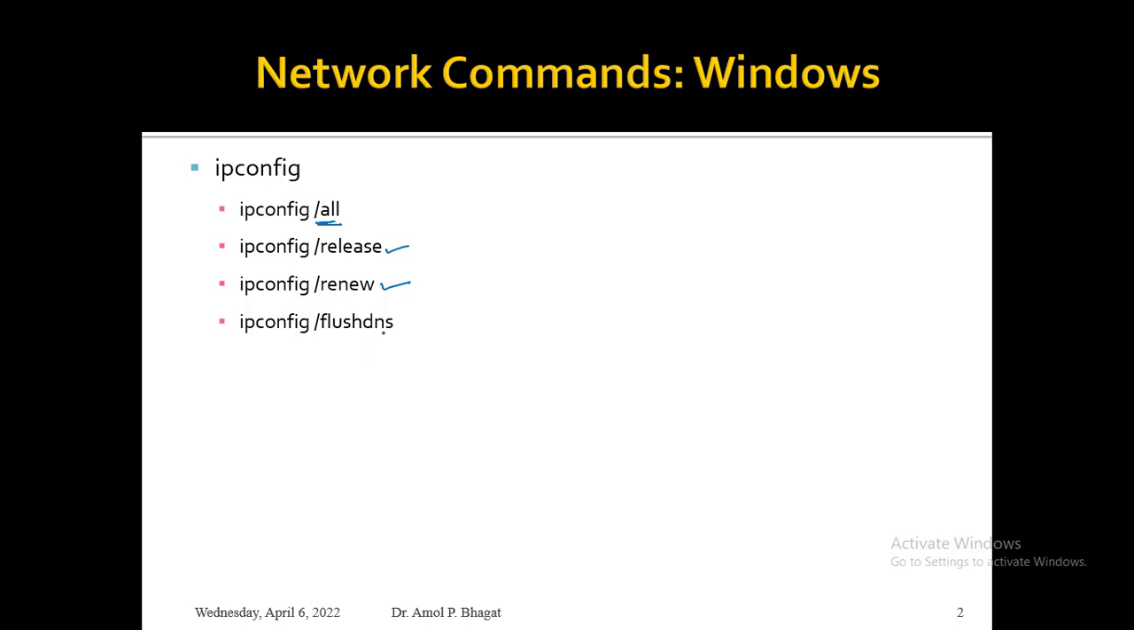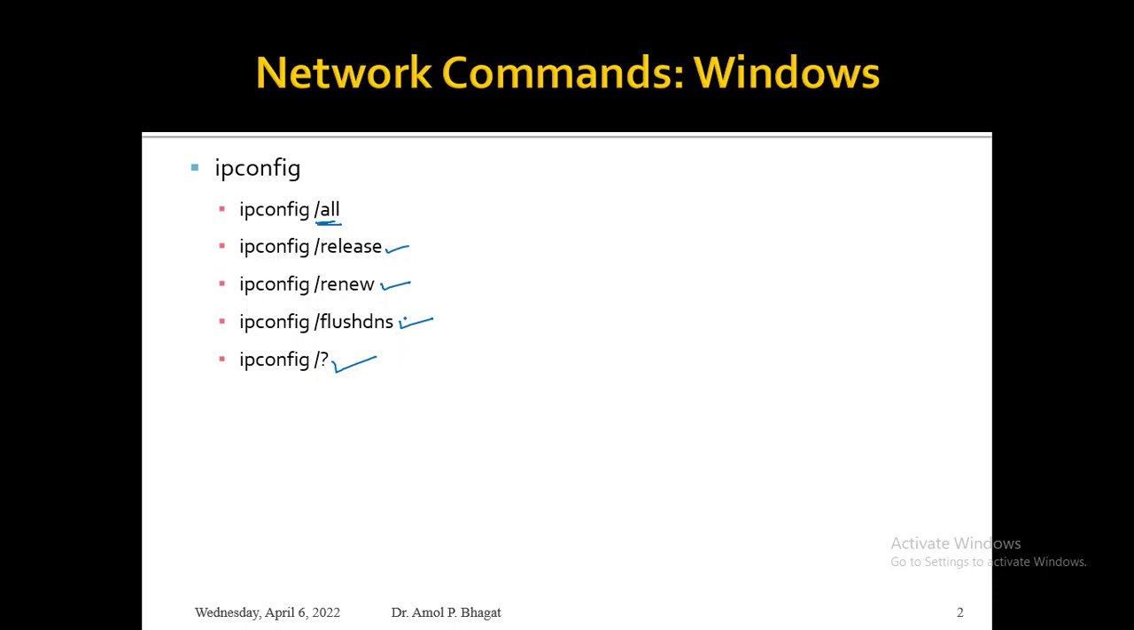So this particular switch is used to flush the DNS cache, right? So the domain name server cache will be flushed by using this flush DNS switch. If you want to get help regarding this ipconfig command, then you can simply use slash question mark. It displays the help for ipconfig as well as its switches.